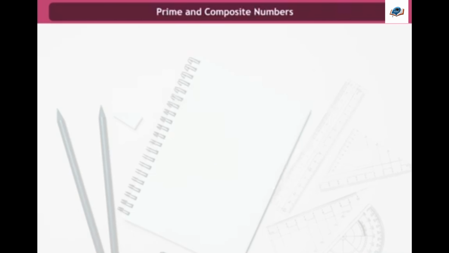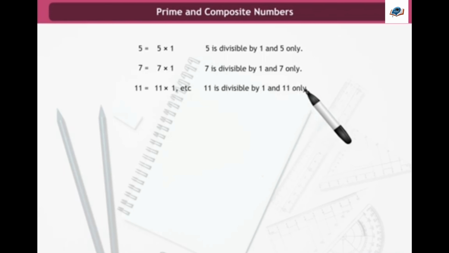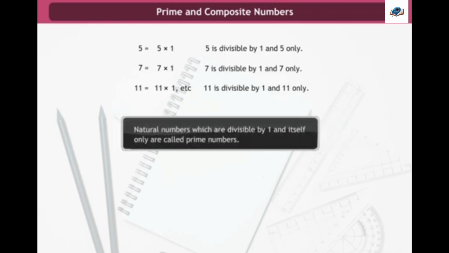Prime and composite numbers. We know that 1 divides every number. Also, every number is divisible by itself. For example, consider the number 5. 5 is divisible by only two numbers, namely 1 and itself. Similarly, 7 and 11 are divisible by 1 and itself. Such natural numbers which are divisible by 1 and itself only are called prime numbers.